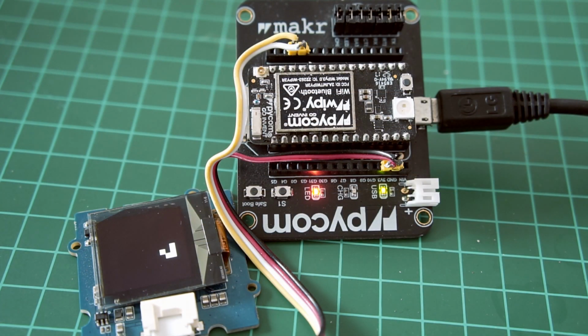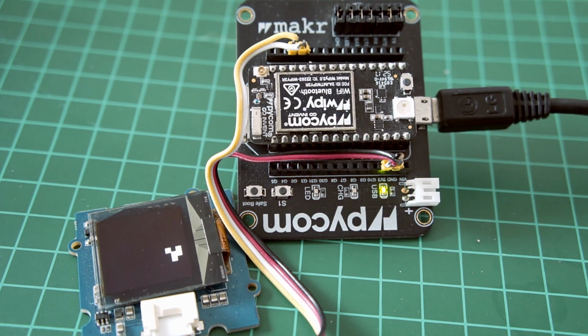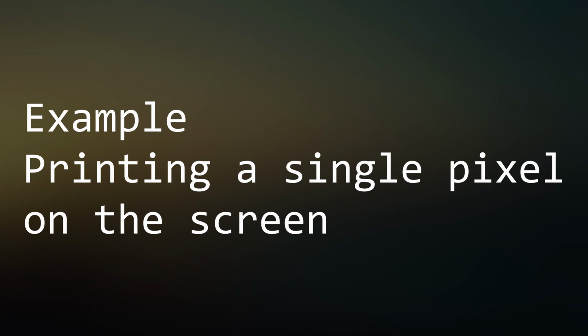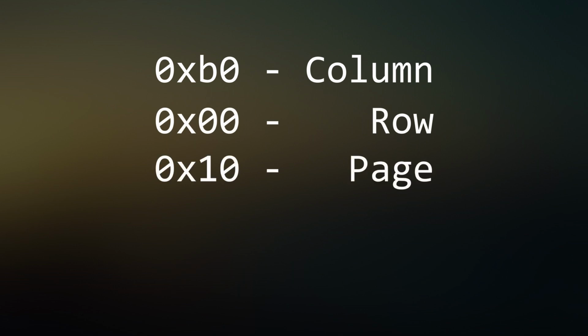Hardware-wise, we're using an ESP32 board and a small 128 by 128 OLED screen controlled by an SH1107 driver. The way we print to the screen is by sending commands over I2C. For example, for printing a single pixel to the top left corner of the screen, we have to send the following commands in bytes. We are sending hex value B0 for the column position, 00 for the row position, 10 for the page number, and 80 for the data that we're printing to the screen.